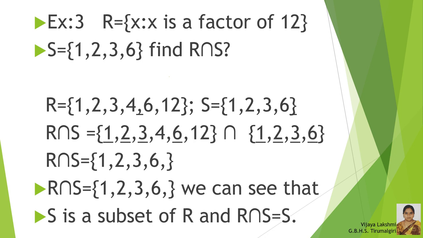Now S is already given in roster form. So now R intersection S, we are going to underline first the common elements in R and S. So here we observe that elements 1, 2, 3 and 6 are also in R and S. So S is a subset of R. Now when we take R intersection S, we get the underlined elements 1, 2, 3 and 6, which is nothing but S itself. So R intersection S is equal to 1, 2, 3, 6. We can see that S is a subset of R and R intersection S is equal to S.